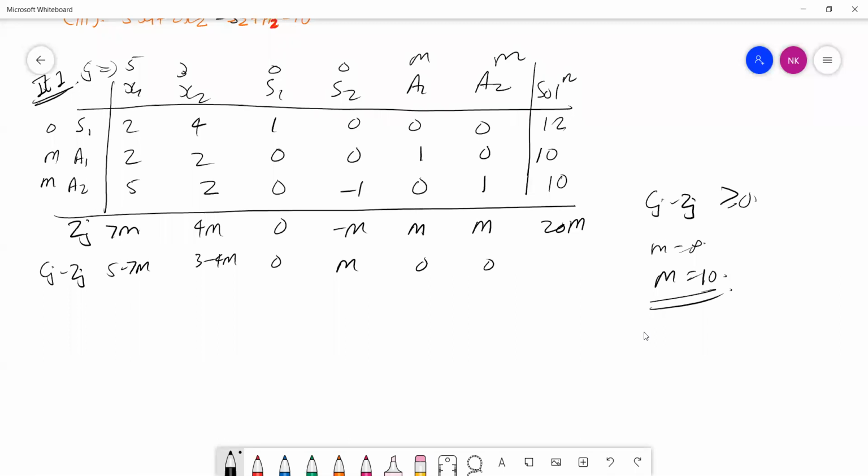So 7 into 10 is 70, 5 minus 70, so it's minus 65. In this particular case, it's minus 37, 0, 10, 0, 0. Find out the most negative one. So it's nothing but this one, X1. So with reference to X1, just calculate the ratio. So the ratio will be 12 by 2, 6, 5 and 2.